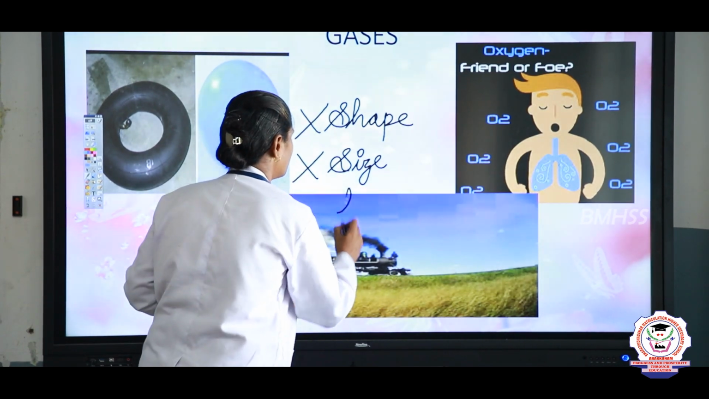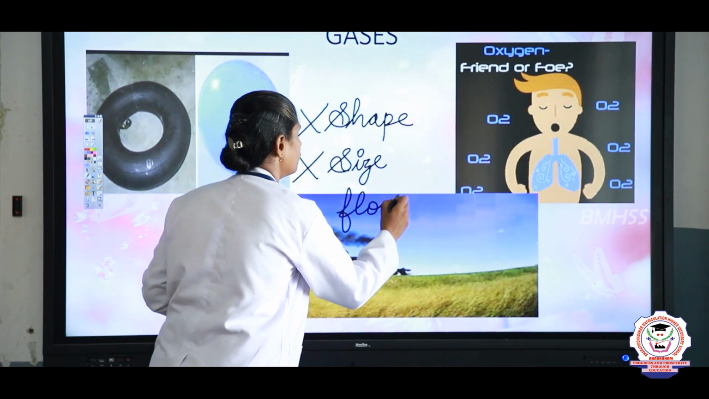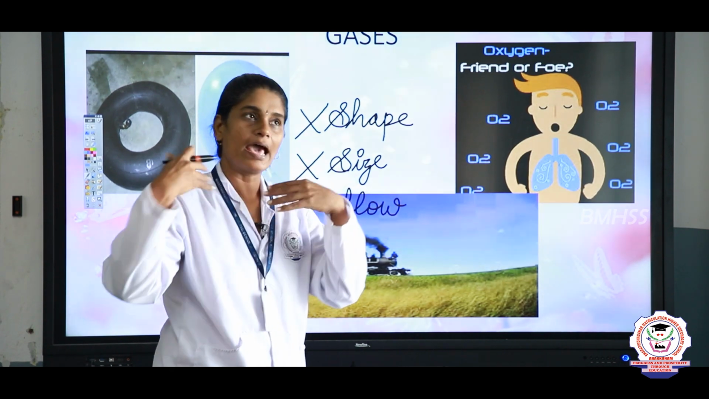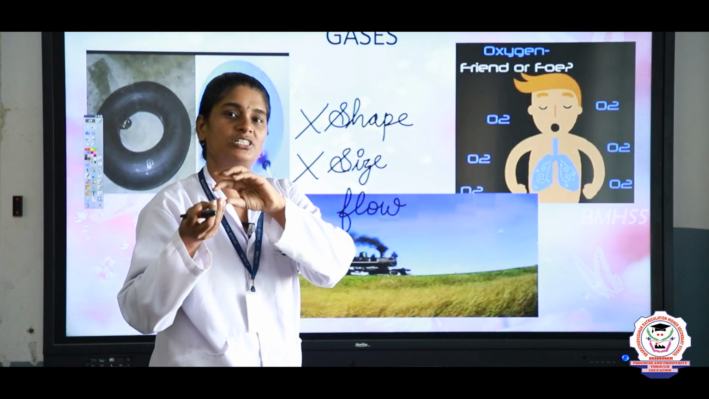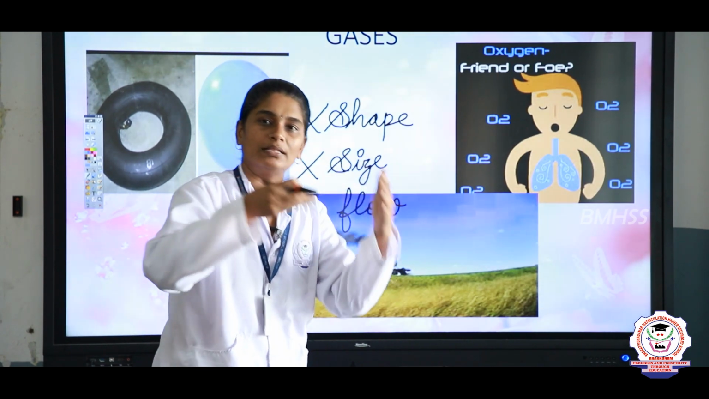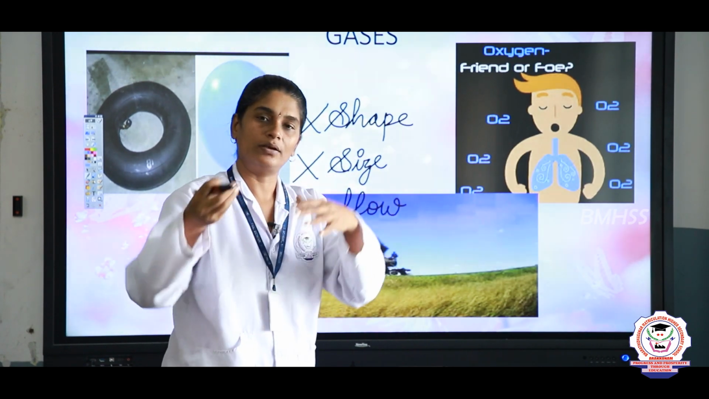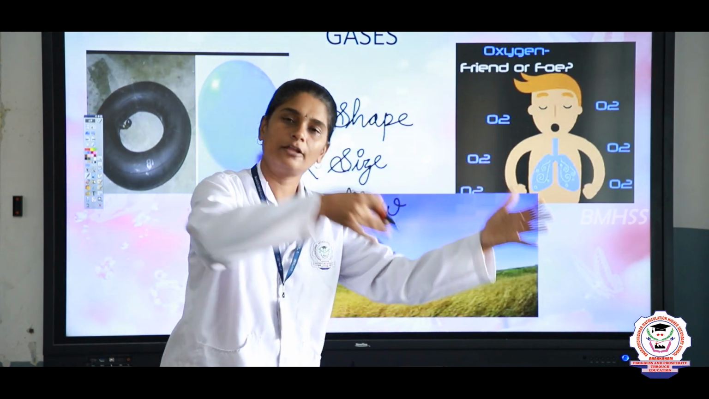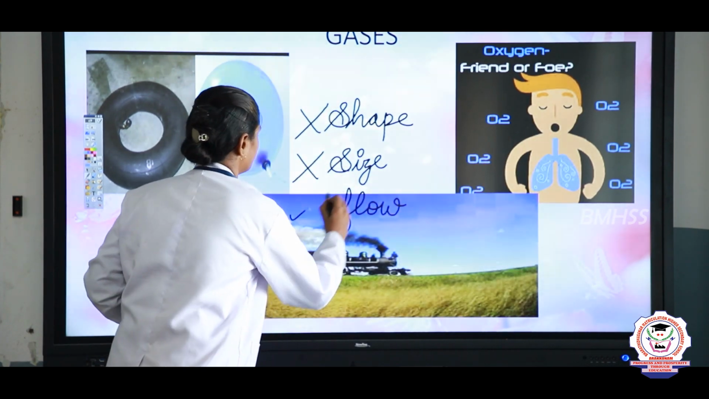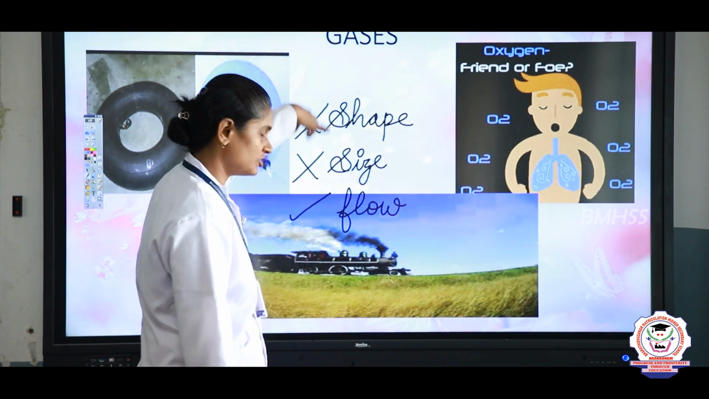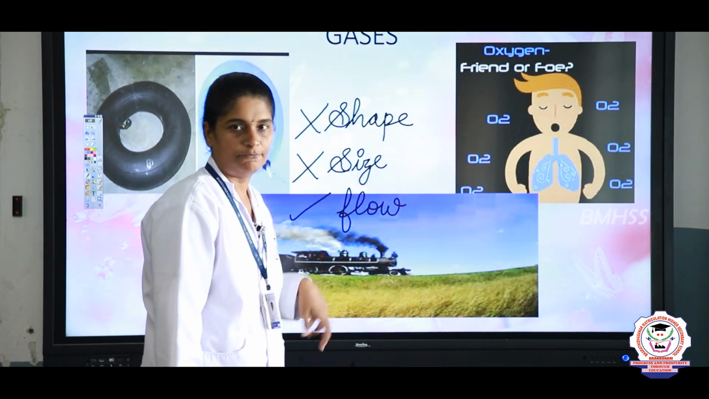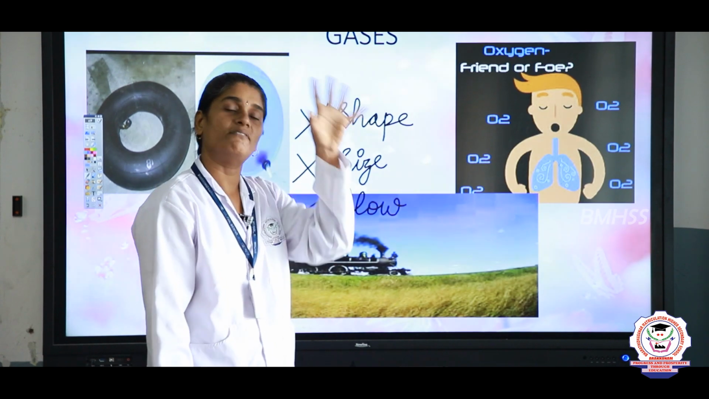When we talk about flowiness, air flows, right? The gas can be changed from one place to another. So it flows. Gases flow. So gases do not have shape and size, and they flow. So it occupies all the available space.